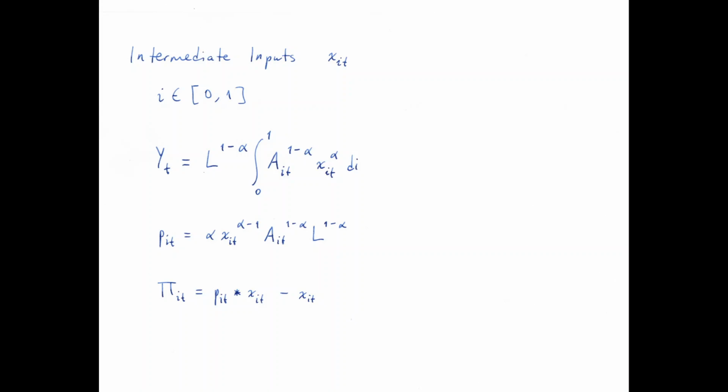Then, again, we are assuming that each intermediate input is produced by a local monopoly, and there is this one-to-one production technology of the intermediate input. So you take 1 unit of the final good and then produce 1 unit of the intermediate input. Obviously these local monopolies know this demand function. All right, this is the inverse demand function. So this is the profit of the monopoly I for period t.